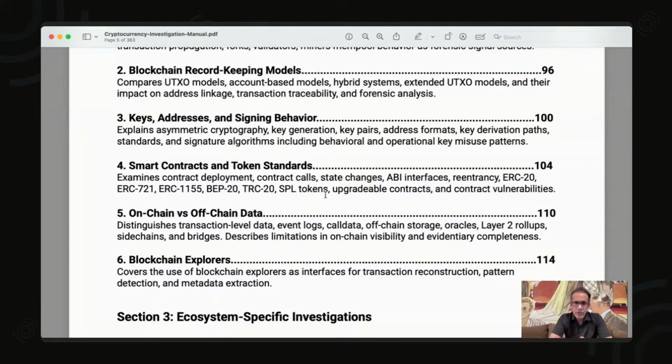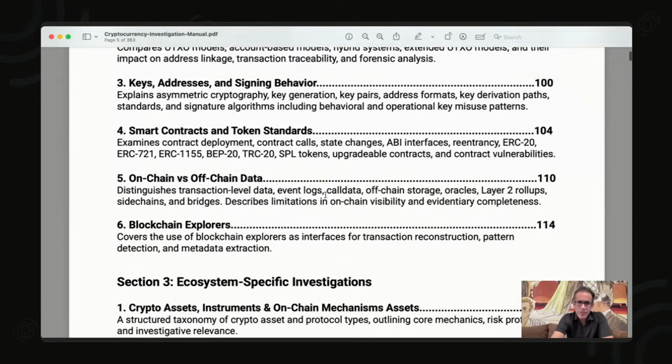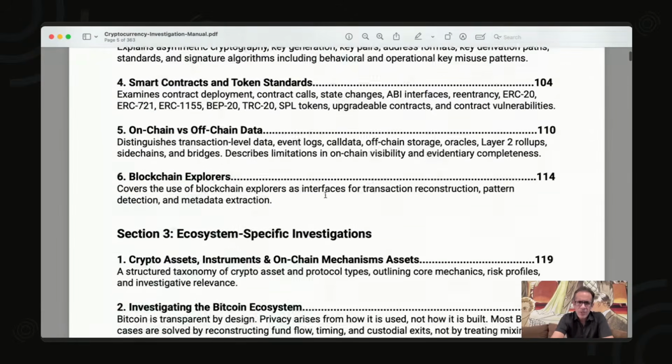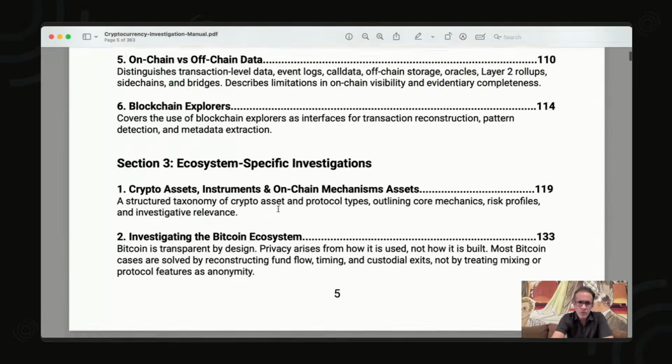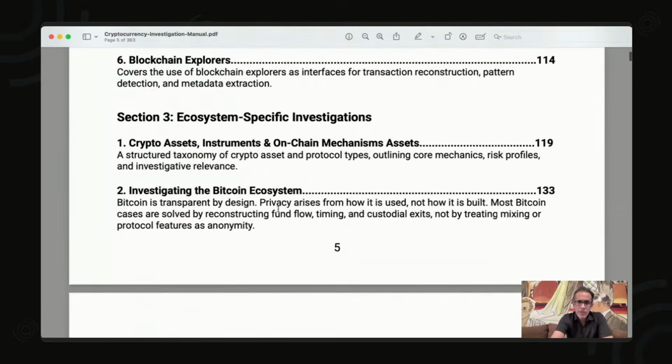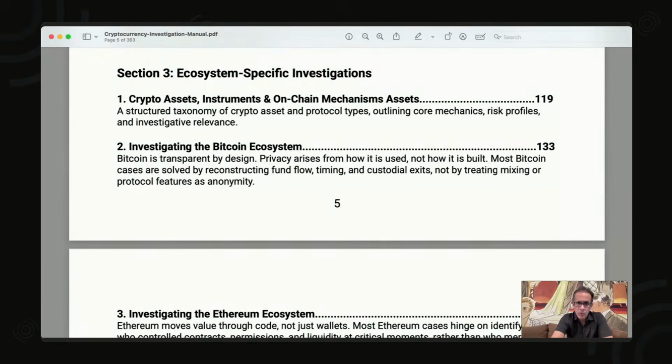When we say on-chain, we are talking about data which is on the blockchain, and then off-chain we are talking about things like oracles, the side chains which come in, the bridges which come in, the metadata which comes in. All of that is going to be covered. Finally, that section ends with blockchain explorers, all the various types and what you should use in which case, and what kind of data you can actually expect from a blockchain explorer.